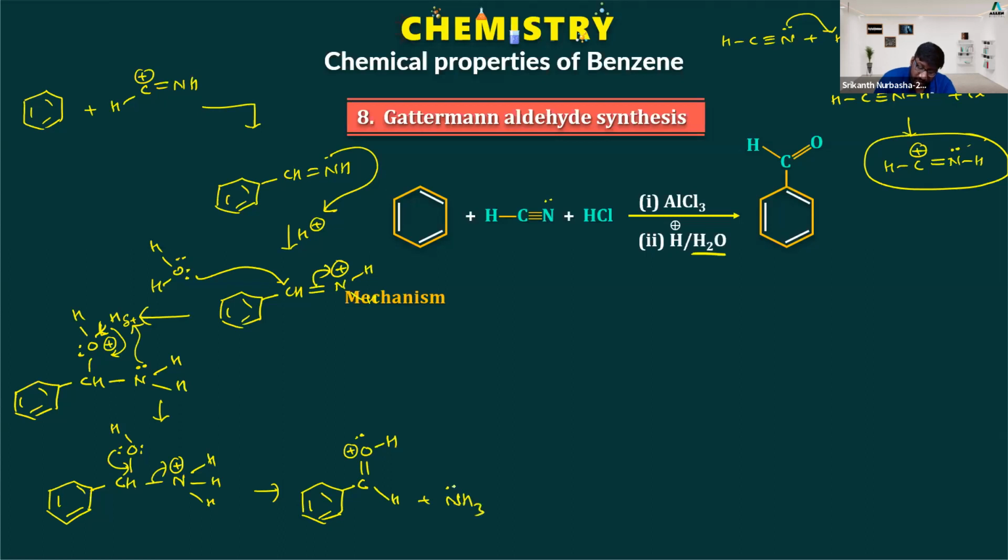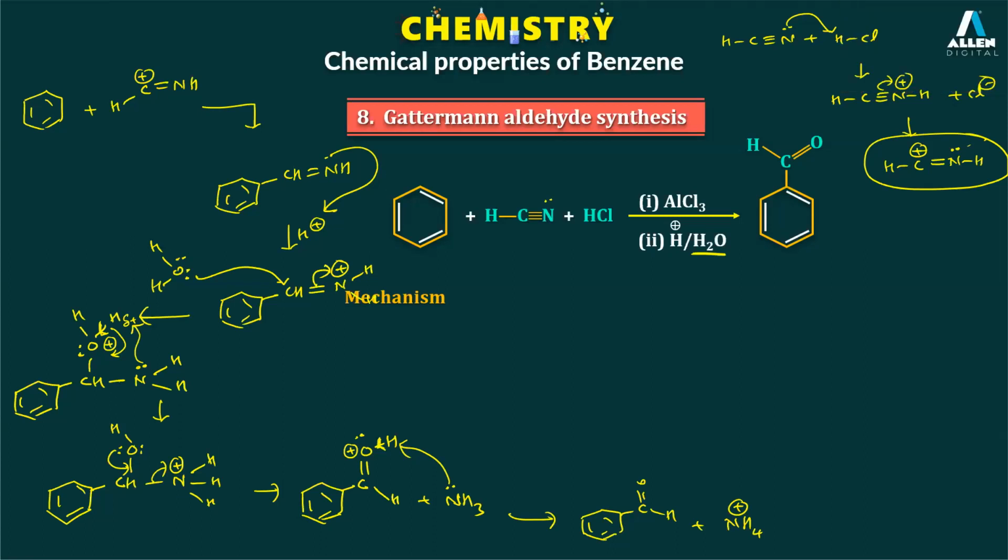NH3, which was present in the reaction mixture, has a lone pair of electrons on nitrogen. And this oxygen bearing positive charge is unstable. So the OH electron density is moving. So the lone pair of electrons on nitrogen picks up the proton, forming C double bond OH plus NH4 plus ion. NH4 plus reacts with water and stays as NH4OH. Is that clear or not? Yes, sir. Okay.